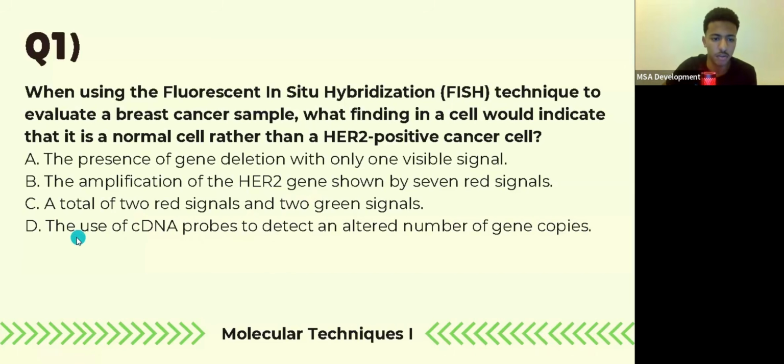Because in a normal cell, you're going to find two red signals and two green signals. So A, the presence of a gene deletion with only... no, the amplification of the HER2 gene shown by 7... no, that's for a HER2 positive, not a normal cell. And then the use of a cDNA probe to detect an altered number of gene copies. There is no altered number of gene copies because it's a normal cell.